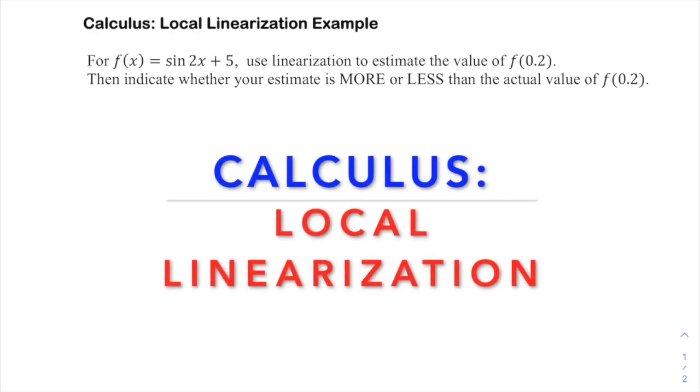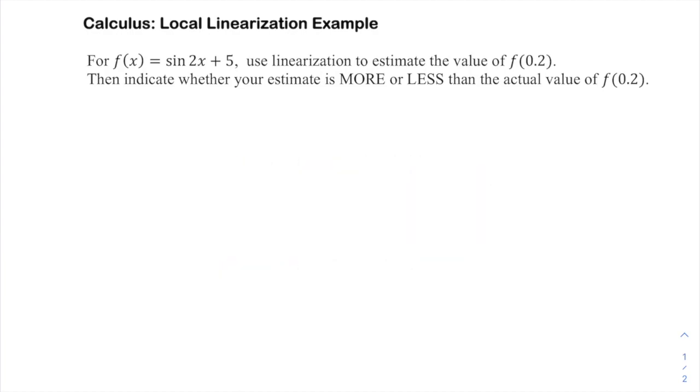Hey kids, Mr. Murray's Mathland here, and today we're talking about local linearization in calculus. So take a look at this problem here. For this function f of x equals sine of 2x plus 5, we're going to use linearization to estimate the value of f of 0.2. Obviously I say estimate because if you try to evaluate f of 0.2 without a calculator on your own, you'll get sine of 0.4 plus 5, and that's certainly not off the unit circle.